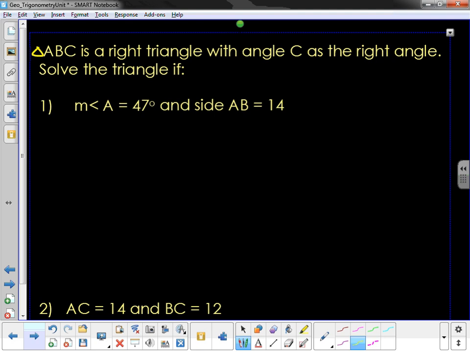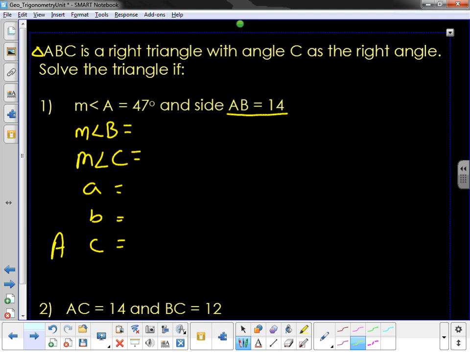So again, I got measure of angle A. I need the measure of angle B. I need the measure of angle C. I need side A, side B, side C. Now, it wasn't given to us. And here they said side AB is 14. Well, AB is the same as saying side C.